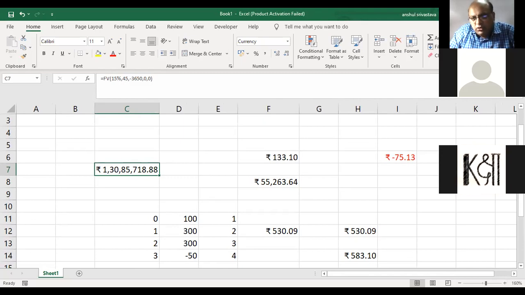So the future value of a payment schedule of 10 rupees every day, if it is saved for 45 years and the portfolio, or whatever investment, is able to generate a return of 15% per annum, then in 45 years you will have 1 crore 30 lakh 85,780 rupees.